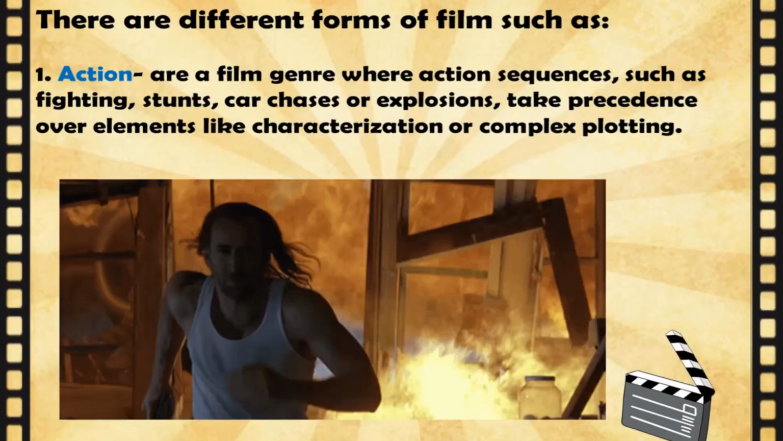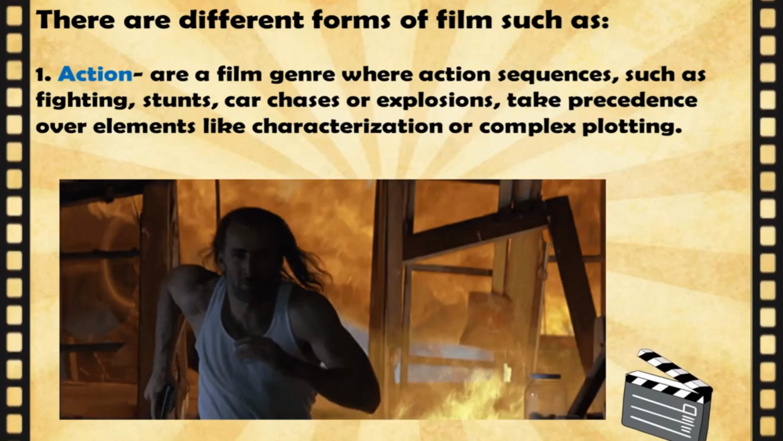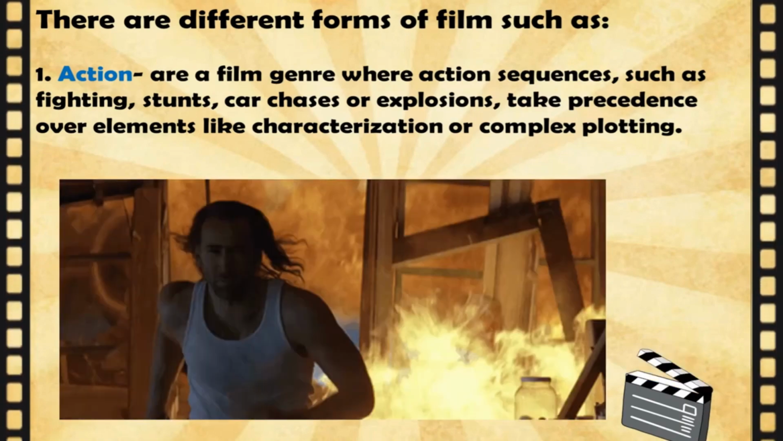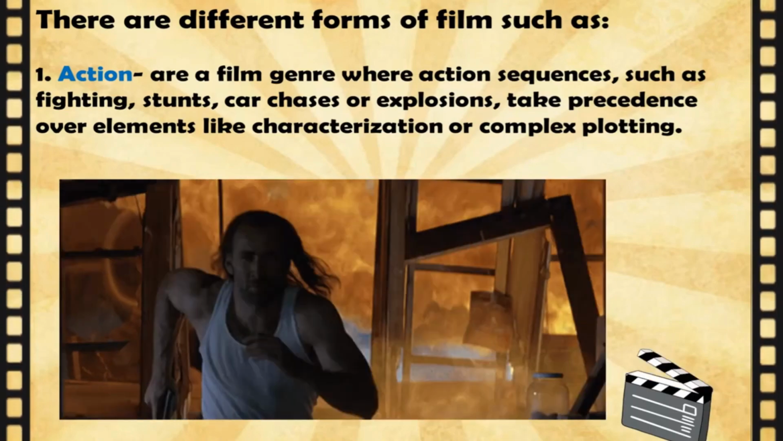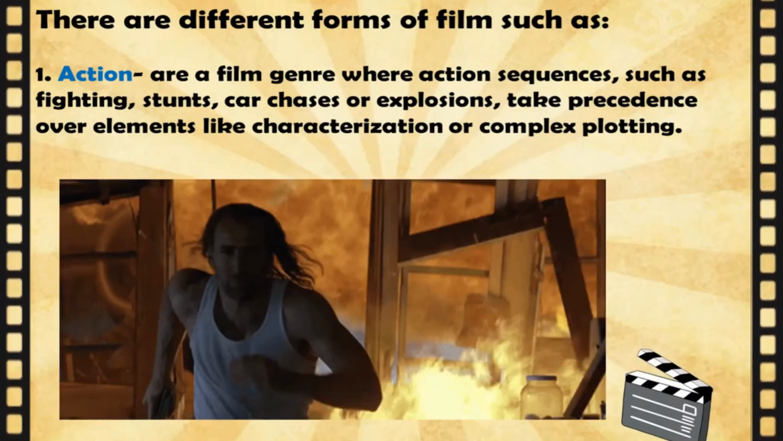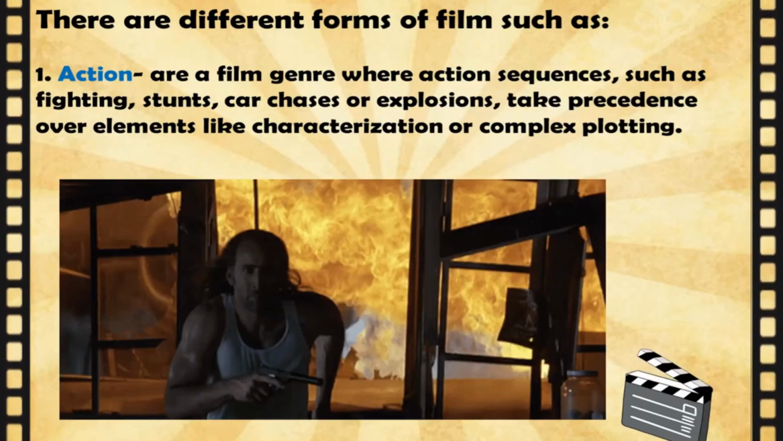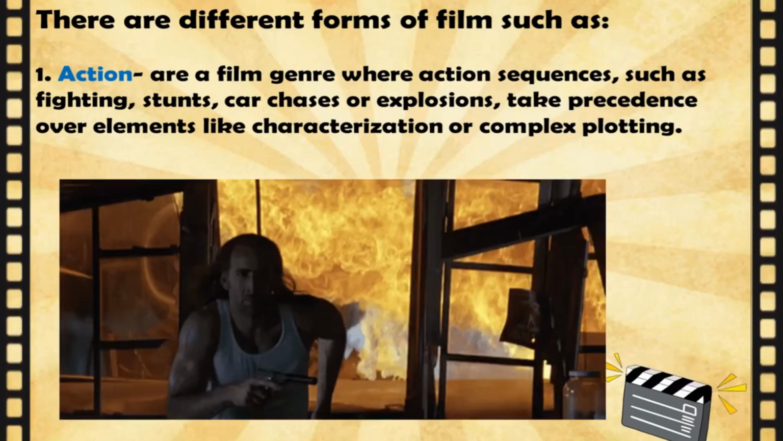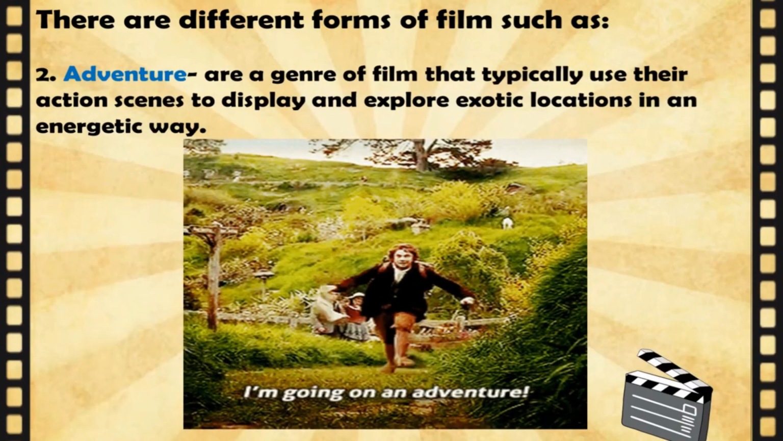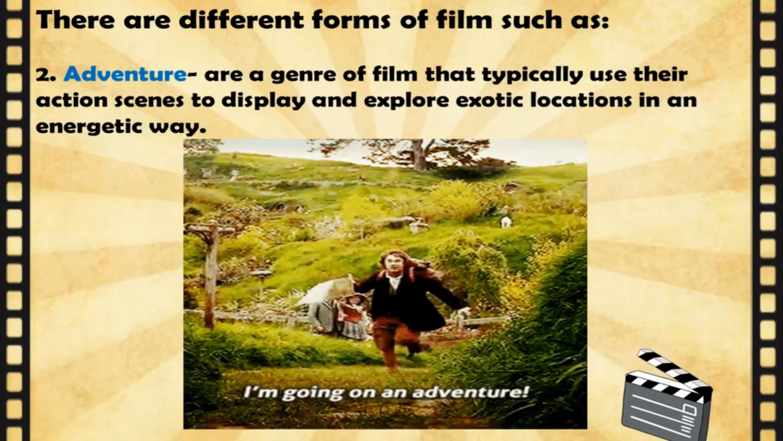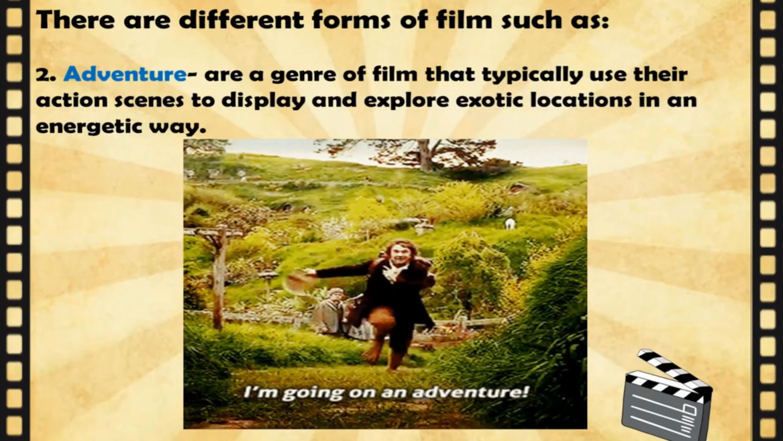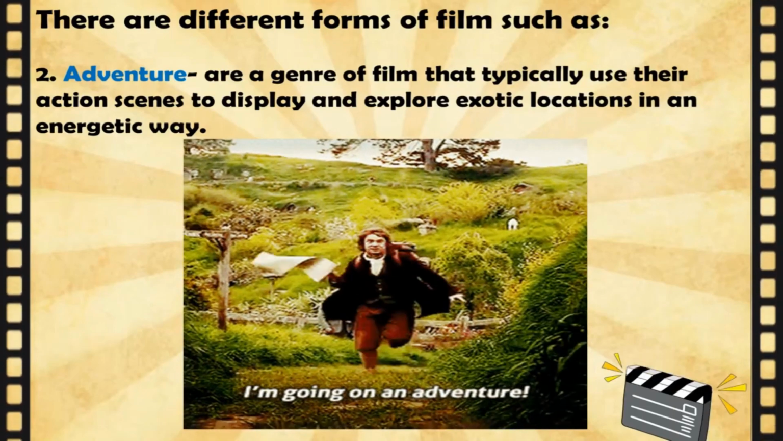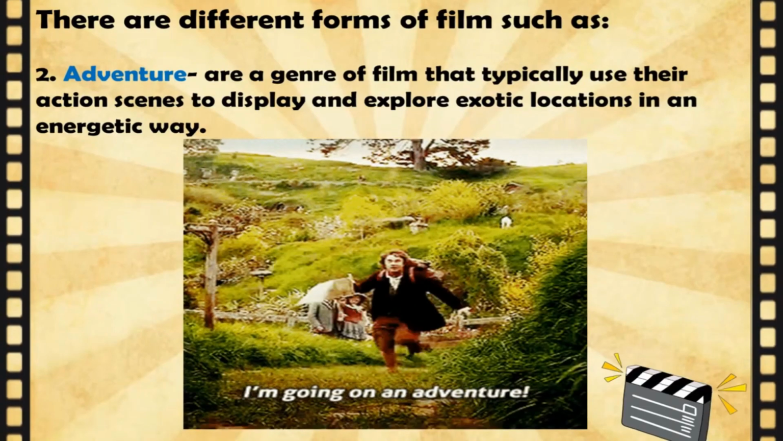There are different forms of film such as number 1. Action are a film genre where action sequences such as fighting, stunts, car chases, or explosions take precedence over elements like characterization or complex plotting. Number 2. Adventure are a genre of film that typically use their action scenes to display and explore exotic locations in an energetic way.